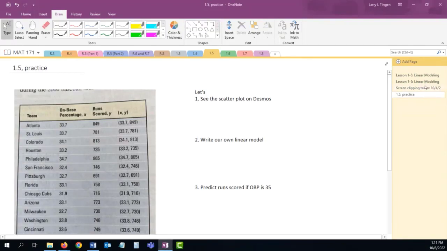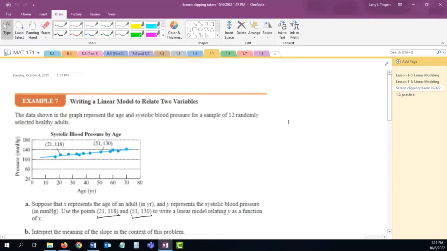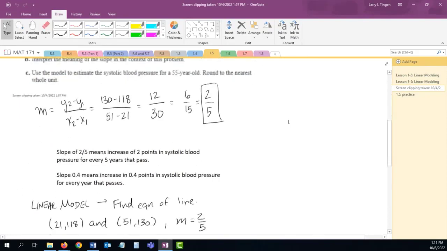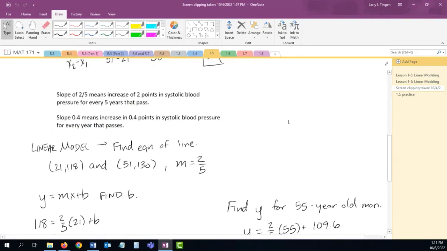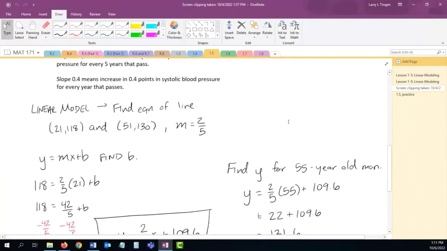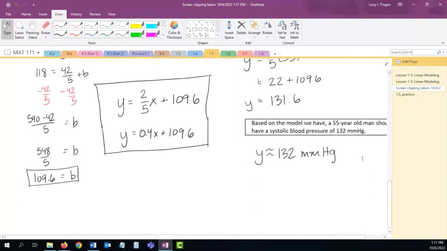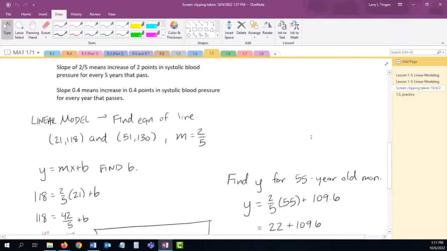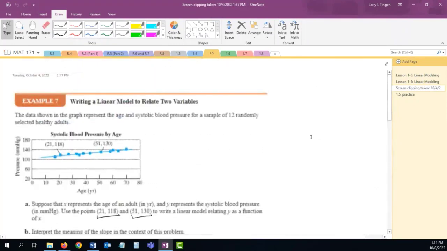And so the last thing we did, we grabbed the question off of the last page of the PDFs, got 2 points, created a linear model, defined the slope, defined the intercept, and then discussed what does it mean, what is the Y value, what is the estimated systolic blood pressure for someone 55 years old.